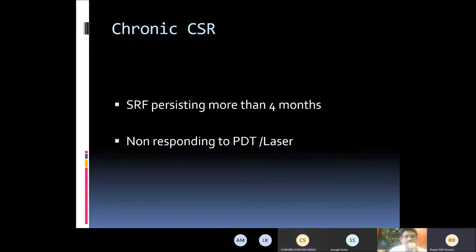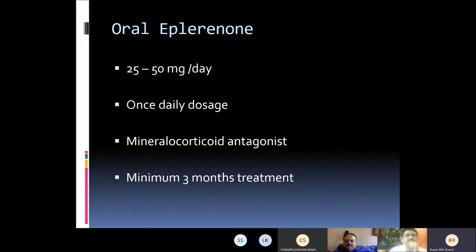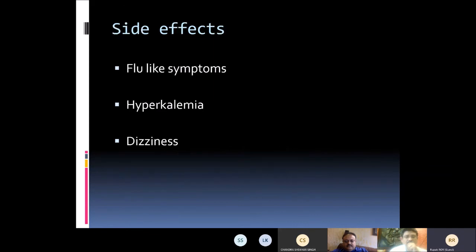In chronic CSR, where SRF is persisting for more than 4 months with no definite leaks, and non-responding to PDT or laser, we can consider oral Eplerenone 25 to 50 milligram once daily, a mineralocorticoid antagonist, for a minimum of 3 months of treatment. Side effects could be flu-like symptoms, hyperkalemia and dizziness.